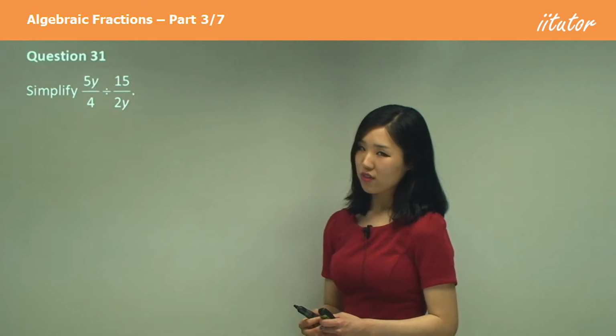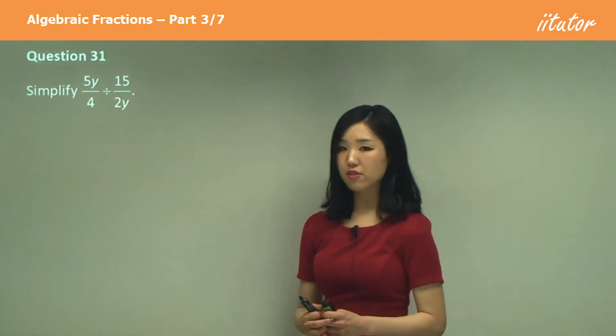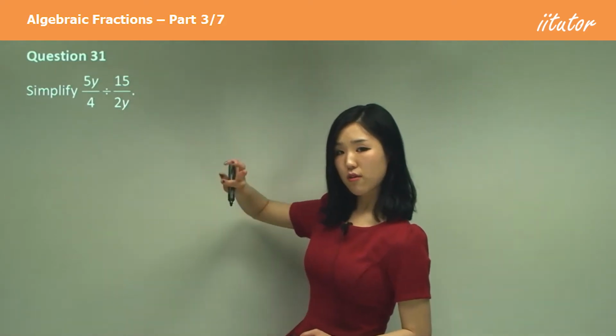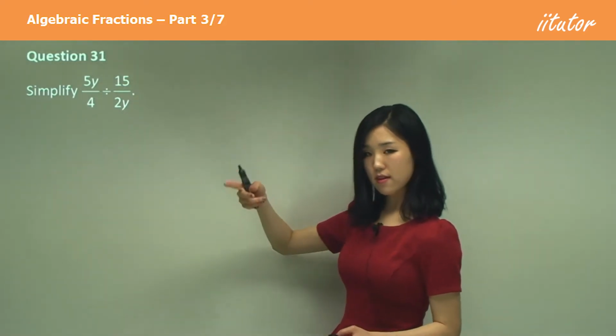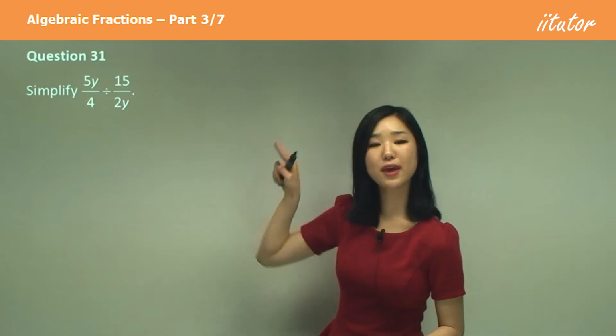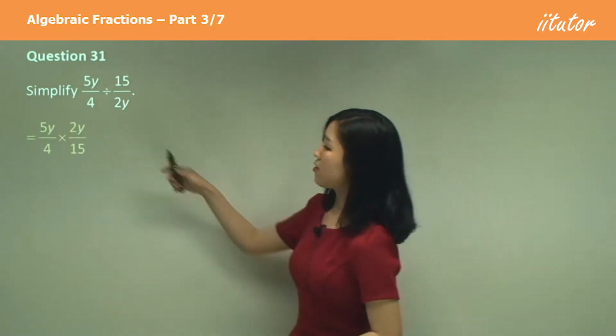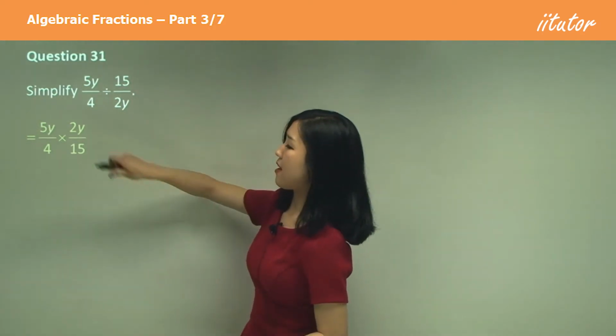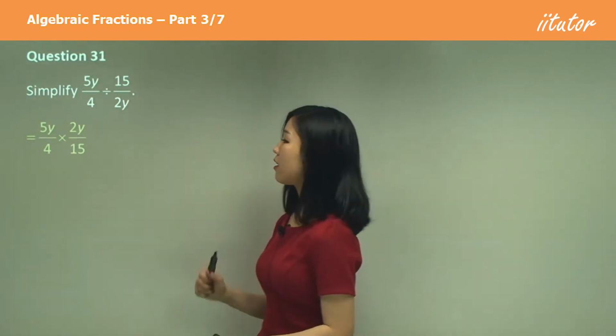Guys, you should all know this. When we're dividing, what do we do with the fractions? With the second one, you flip it. So you find the reciprocal, flip it, and change the sign to a multiplication sign, like this. So you change that to a multiplication sign, and you flip this fraction upside down. So it's 2y on 15, okay?